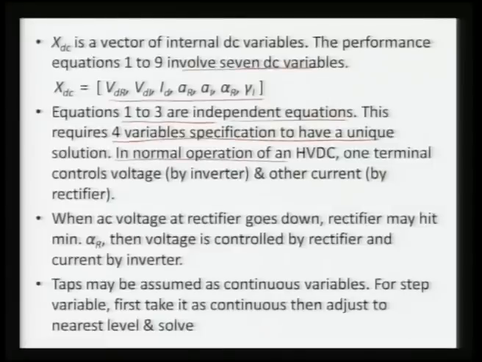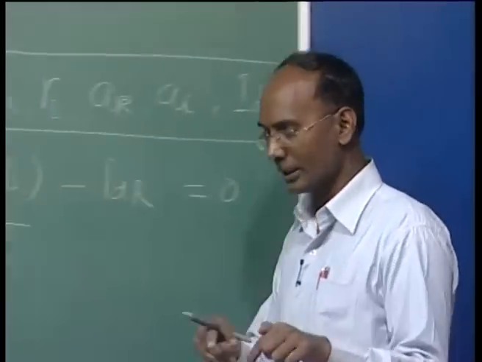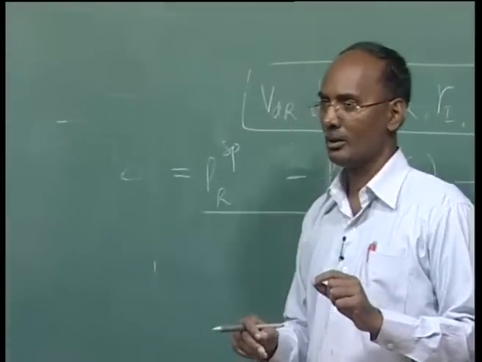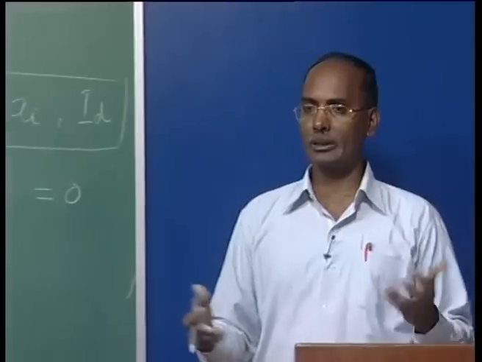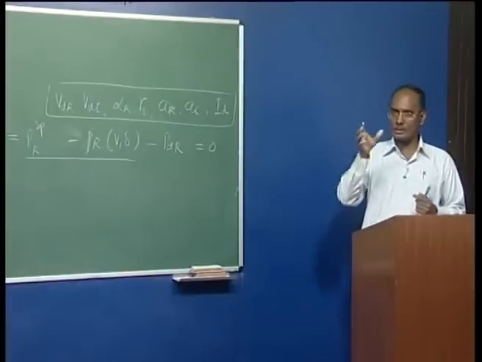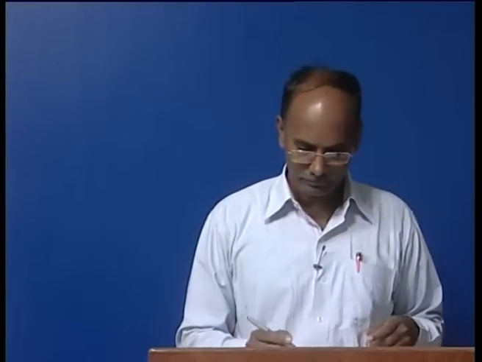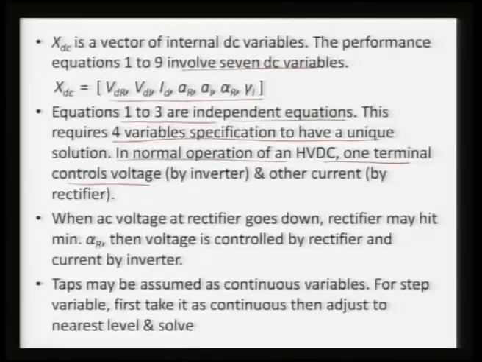In normal operation, one terminal controls voltage, normally the inverter controls the voltage and the rectifier controls the current. But it keeps changing depending upon the scenario, and the control modes are changed. If you start with one control mode and the terminal voltage is not as expected, then you have to change the control modes as well. If the AC voltage at the rectifier goes down, the rectifier may hit its alpha minimum value, then voltage is controlled by the rectifier, and the current control is shifted.